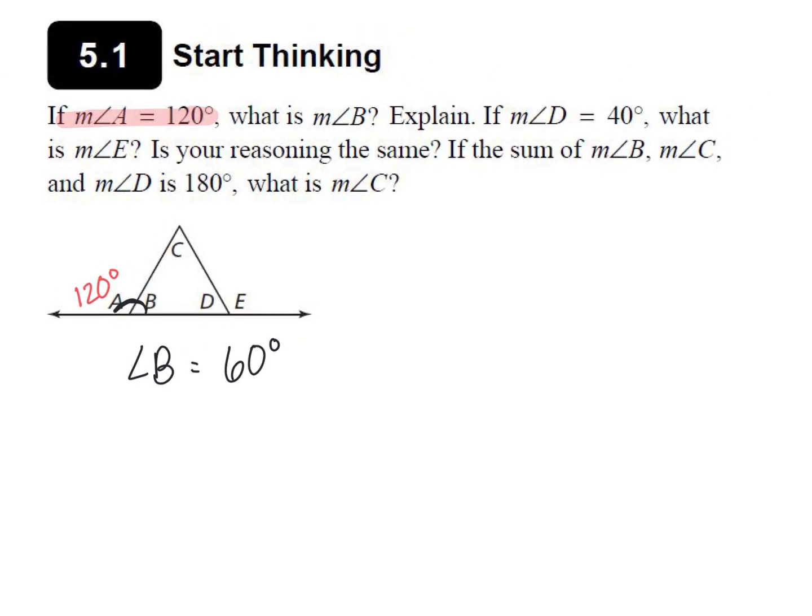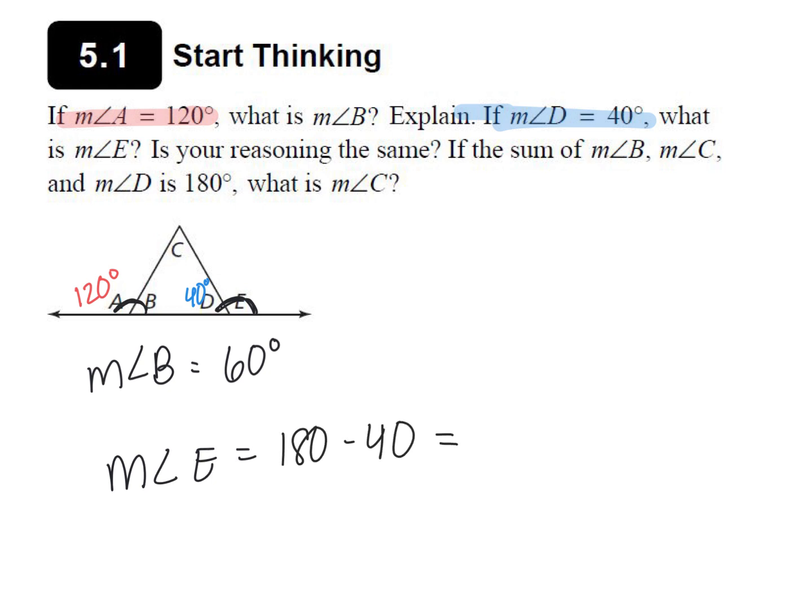The next thing that it's saying is, if the measure of angle D is 40 degrees, let me get the highlighter. And I'm going to label it. This is 40 degrees right here. What is the measure of angle E? How would I figure that out? Good. I'm going to subtract it from 180. So I'm doing 180 minus 40 equals what? Good. This is going to be 140 degrees.